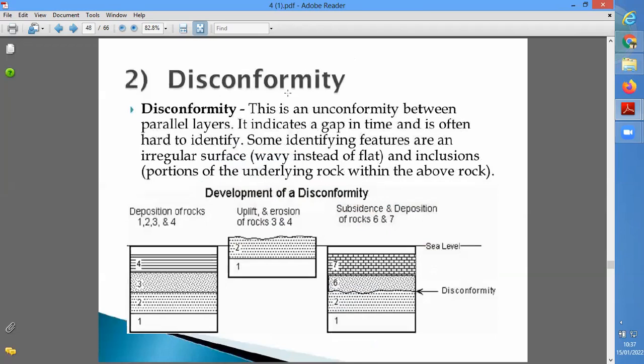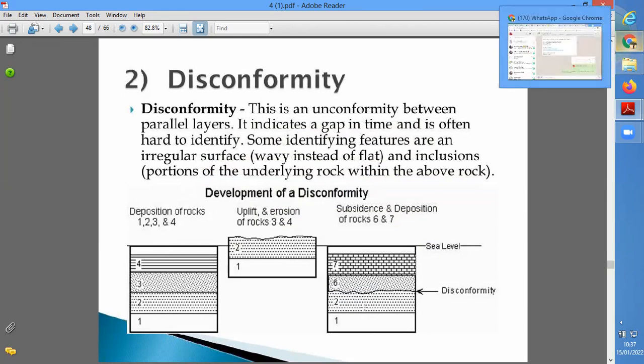Another meaning of the disconformity: this is an unconformity between parallel layers. It indicates a gap in time and is often hard to identify. Some identifying features are an irregular surface and inclusions within the rock. Now, what is the meaning of this disconformity that I have explained?